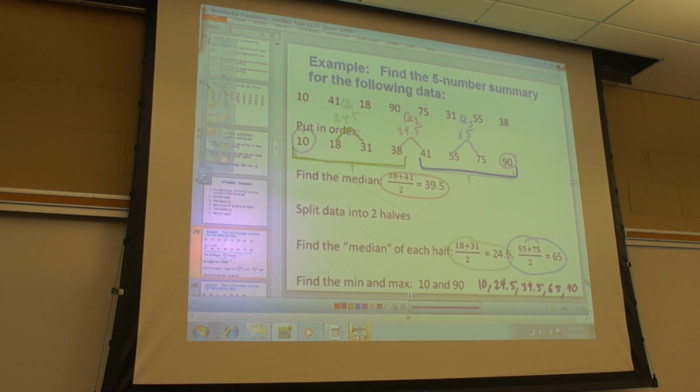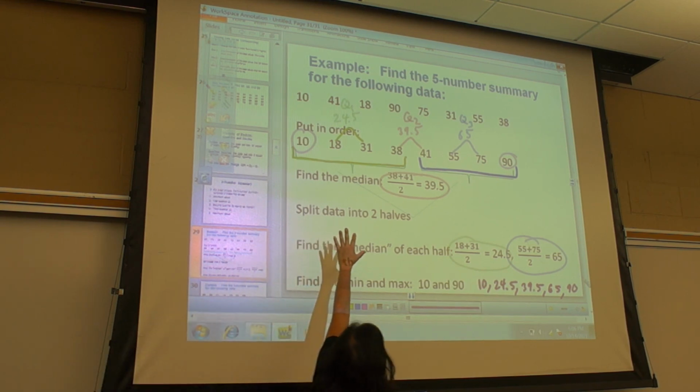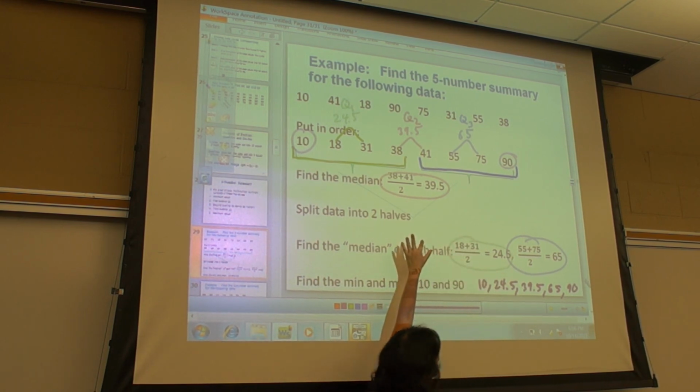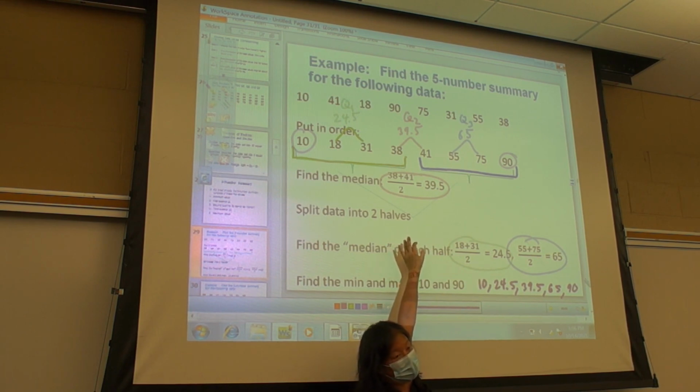I have two numbers tied for the center here, average them. Two numbers tied for the center of my upper half, average them. Two numbers tied for my overall center, average them.